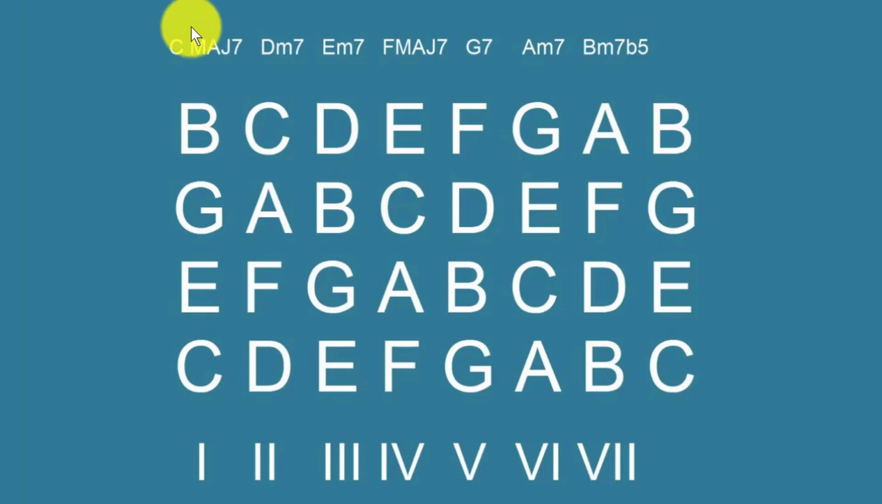If you see these chord symbols here, C major 7, D minor 7, E minor 7, F major 7, G7, A minor 7, B minor 7 flat 5 or half diminished or whatever you want to call it, you've only got to see those symbols and you can play these tensions I'm going to show you on those chords.